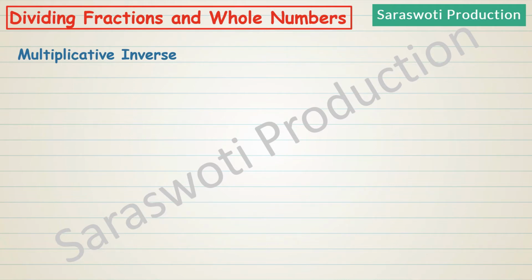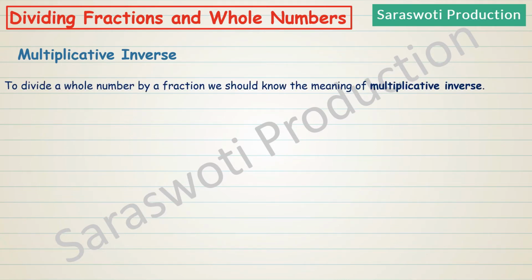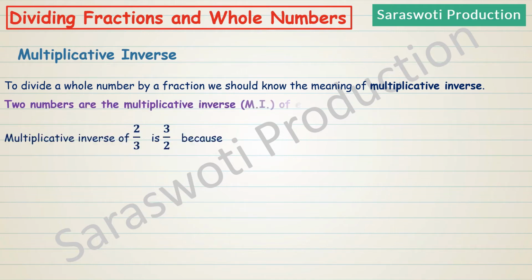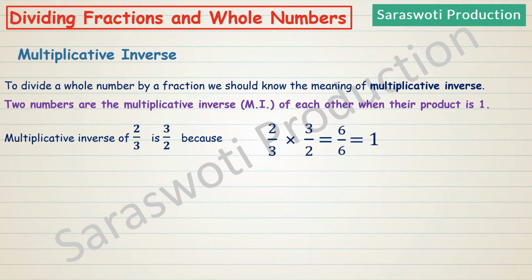Multiplicative inverse. To divide a whole number by a fraction, we must know the meaning of multiplicative inverse. Two numbers are the multiplicative inverse (MI) of each other when the product is 1. For example, the multiplicative inverse of 2/3 is 3/2 because 2/3 times 3/2 is equal to 6/6, which is equal to 1.